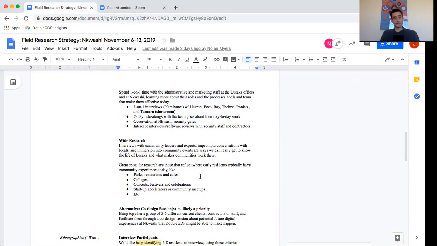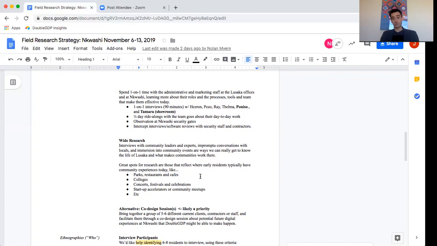And then finally, I think we're going to try to organize a co-design session, at least one, with future potential residents of Nkwashi. That way we have an opportunity to sit and talk with a broader set of folks about what they're looking for in their community, and we'll work with them to sketch up some new ways that our software might work to help that actually come into fruition.